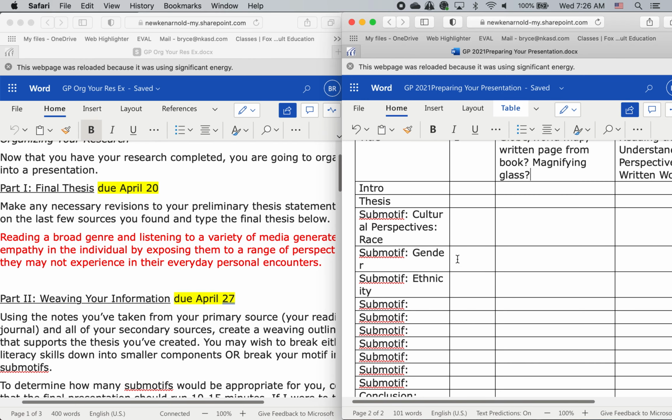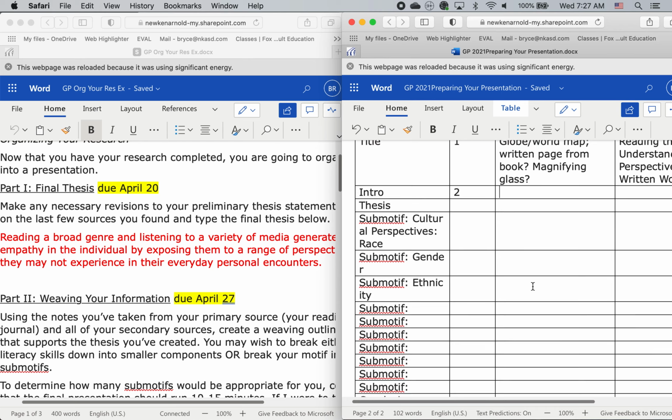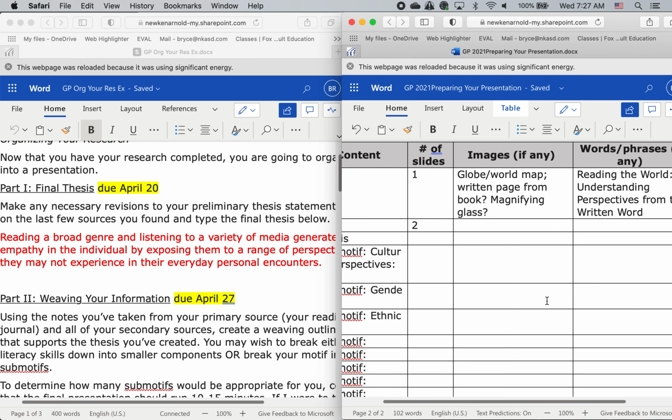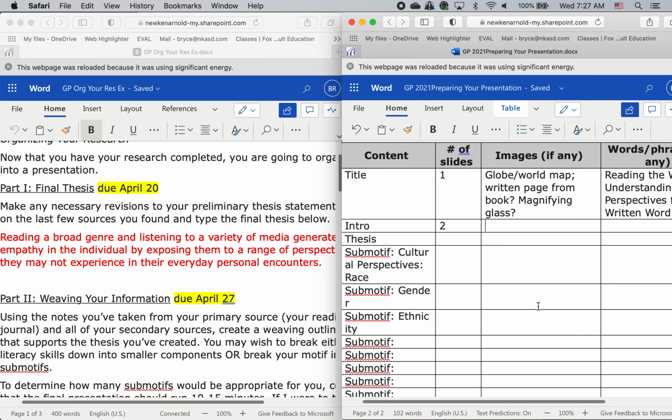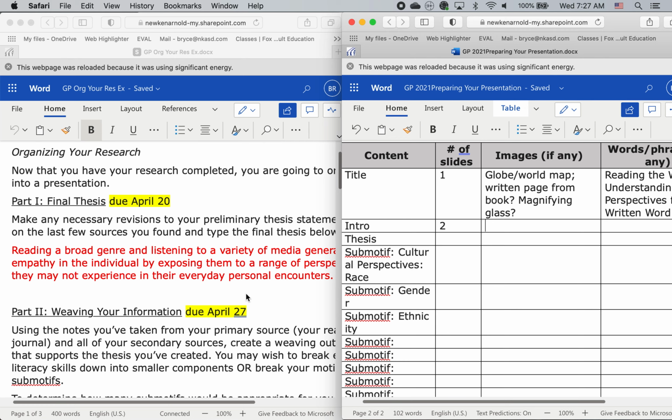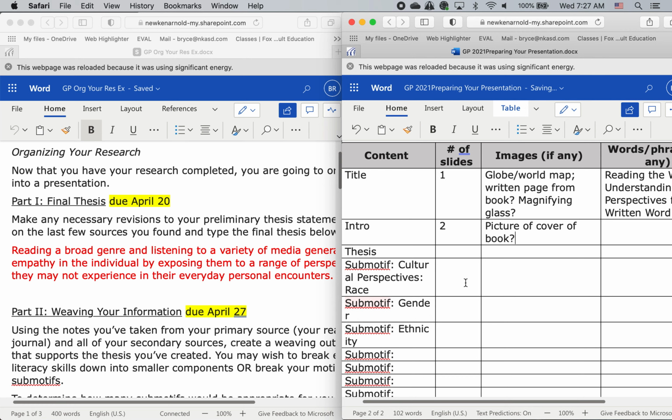Okay, so your intro slide or slides, this might be one or two, could be, like I said, multiple. So let's say I want to do two, and for my intro, because I'm going to be talking about the book I read, I might want a picture of the cover of the book. Okay. And then what words might I have? If I am giving some background information about the book itself, I might have the character names.